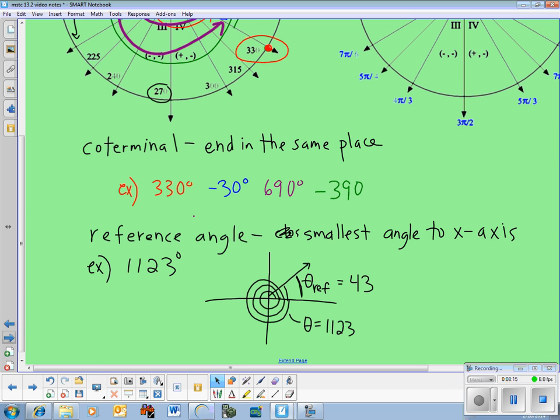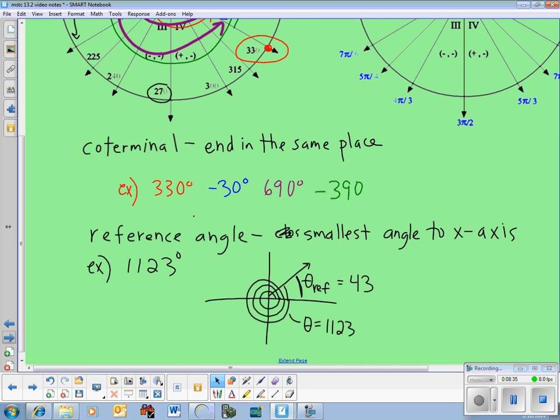We could also say that this is coterminal with 43 degrees, and that would give you an idea of where it's pointing. If I just say 1123, I don't really know where that's pointing. If it's pointing to the first, second, third quadrant, unless I go around and figure out the reference angle or the coterminal angle of 43, I'm not sure exactly where that is.